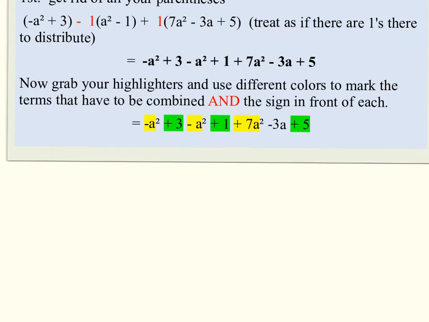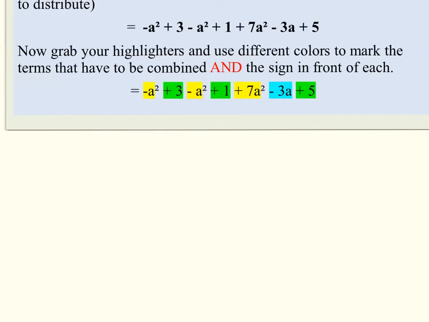After that, I'll go through and I'll mark each of the terms that don't have a variable. It doesn't matter which term you mark in which order, I just happen to go in this order. I started with the a squared terms, then I went to the non-variable terms, because that's the order I came to them in a row. So the next term that I'm going to mark is going to be the term with no variable at all, and I'm going to mark it in blue. So notice how all the different types of terms have a different color, and I marked the sign that was in front of that term.